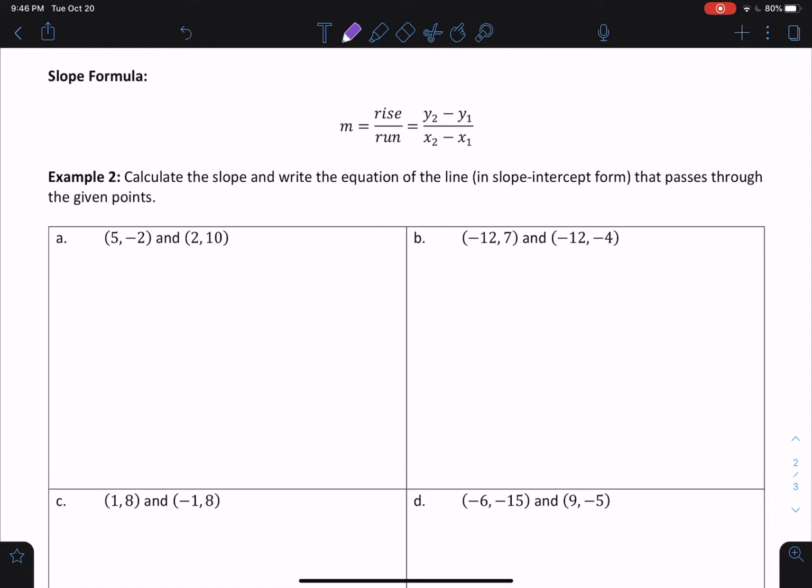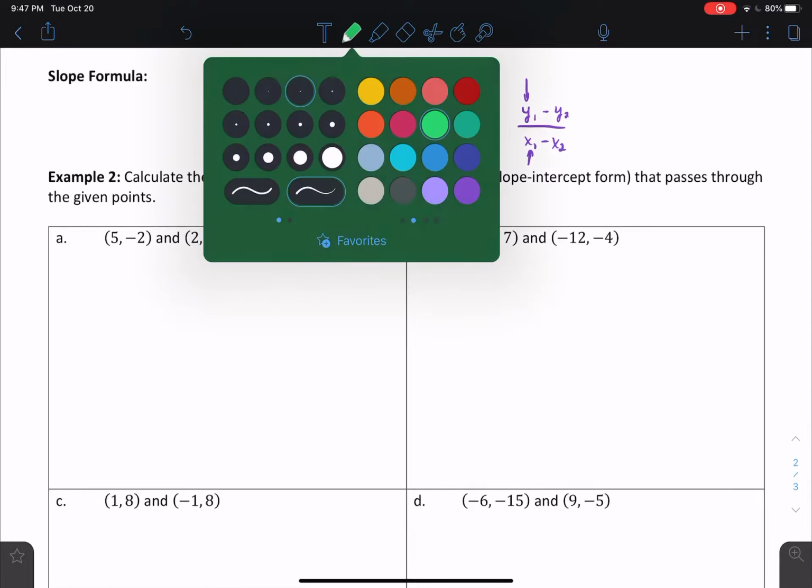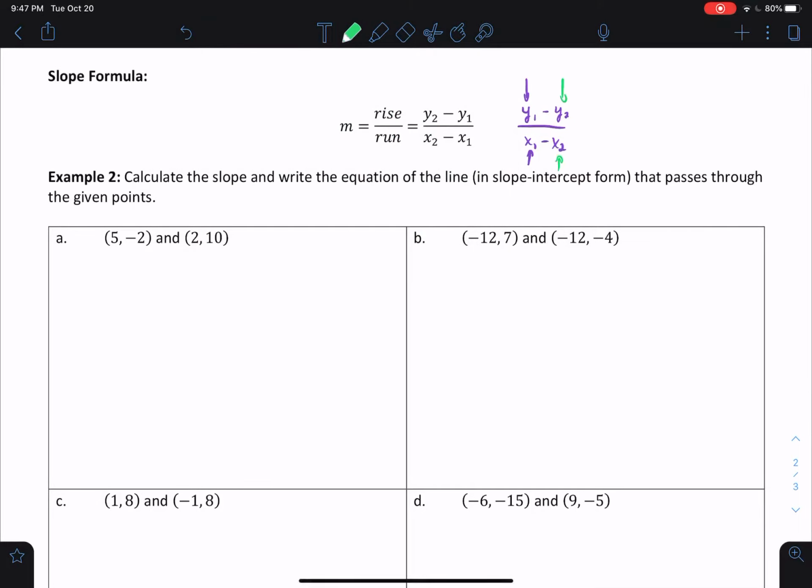So there is a formula to calculate the slope of a linear function. Remember, slope is rise over run, which is the change in y over the change in x. To find the change of y, I need to subtract the two y coordinates. To find the change of x, I subtract the two x coordinates. I could do y sub 1 minus y sub 2 over x sub 1 minus x sub 2. It doesn't matter as long as what you start with belongs to the same point and what you end with belongs to the same point.